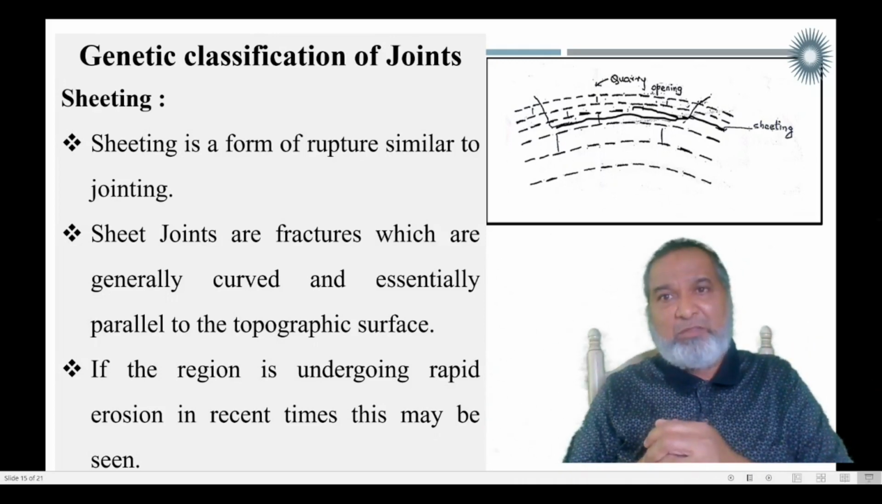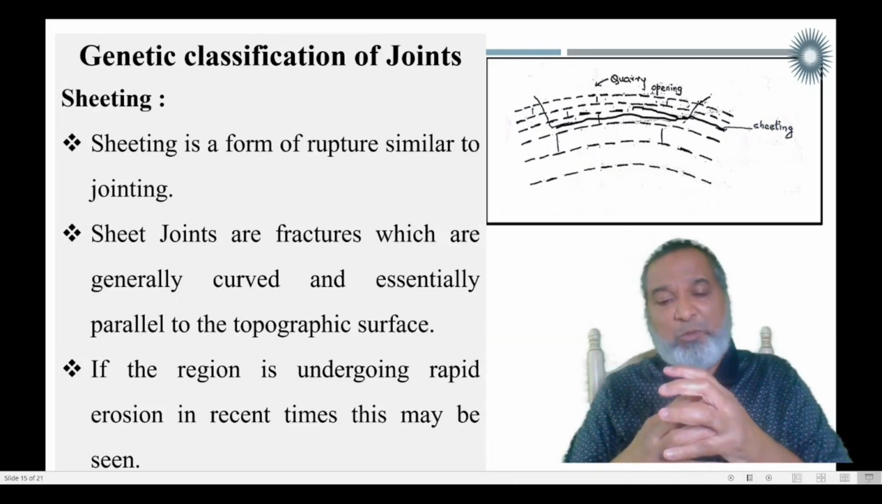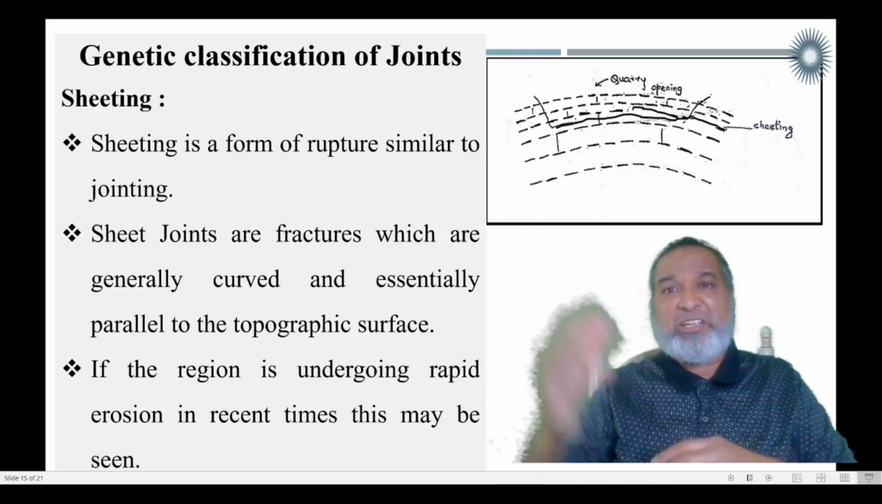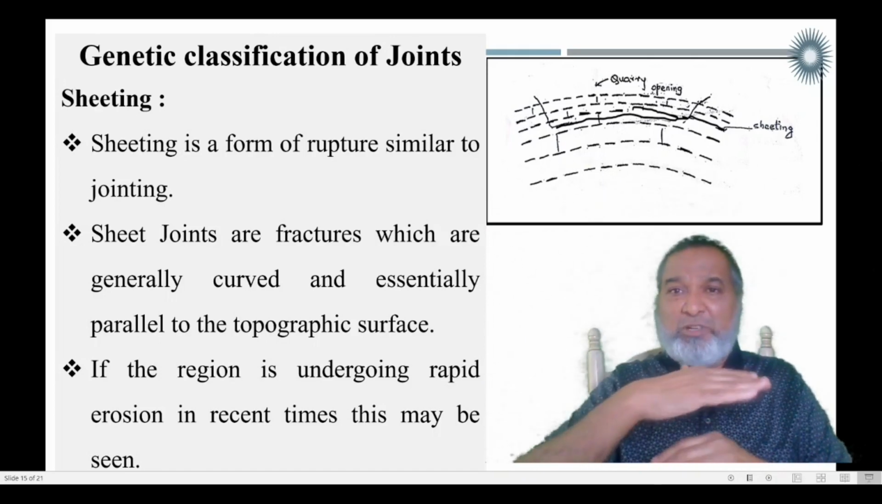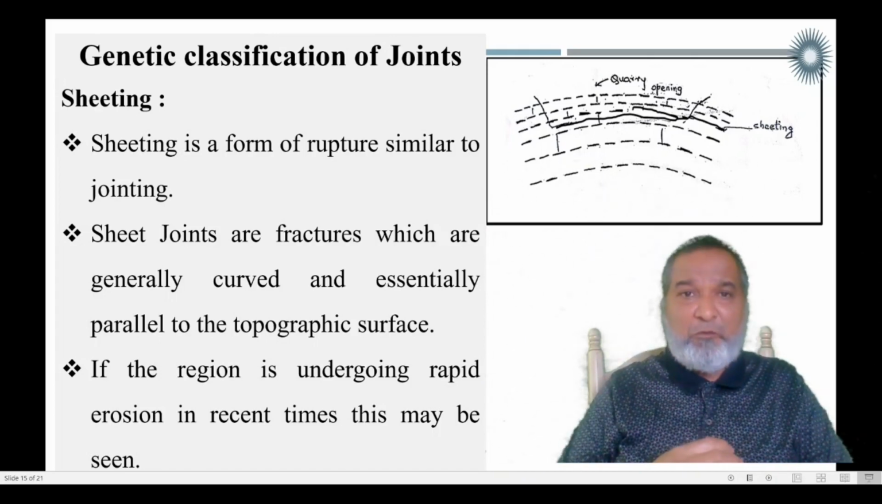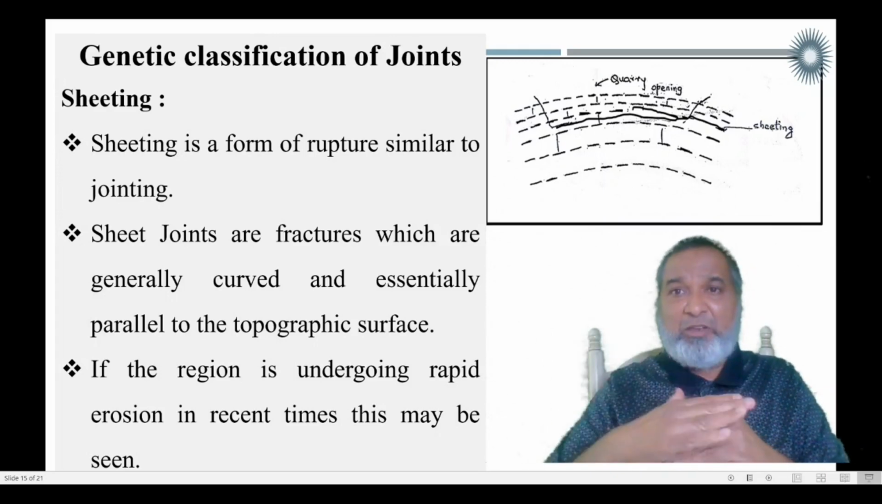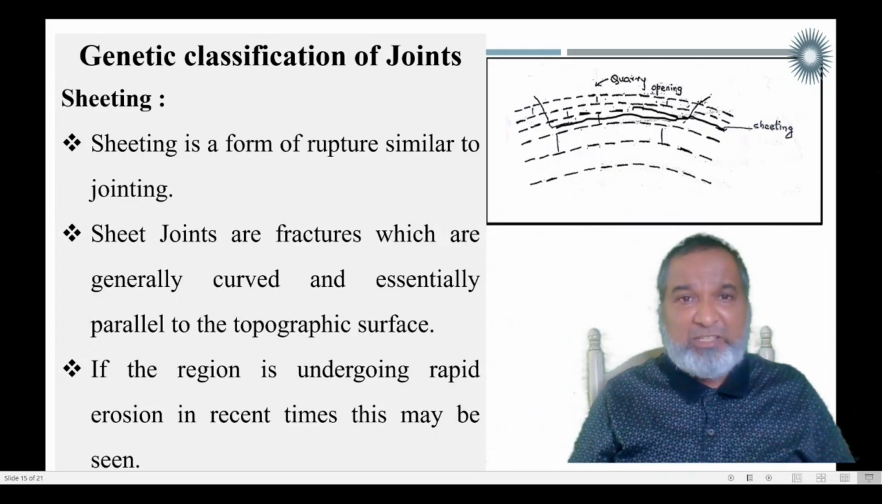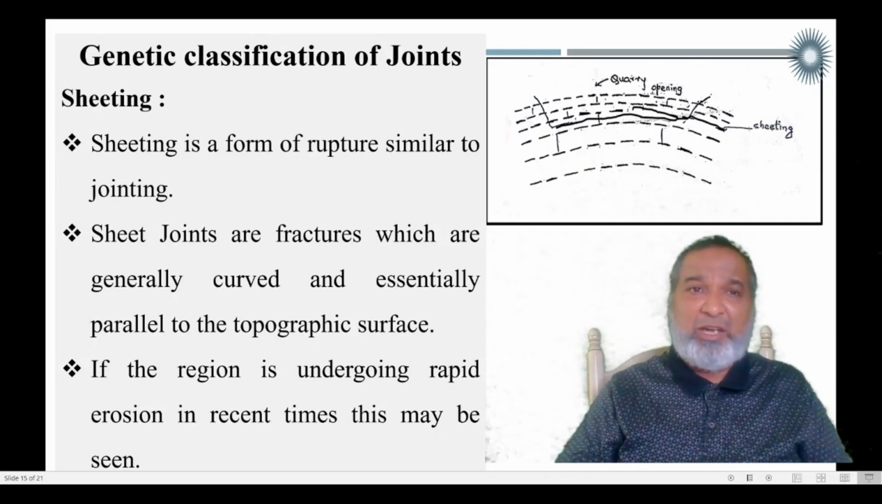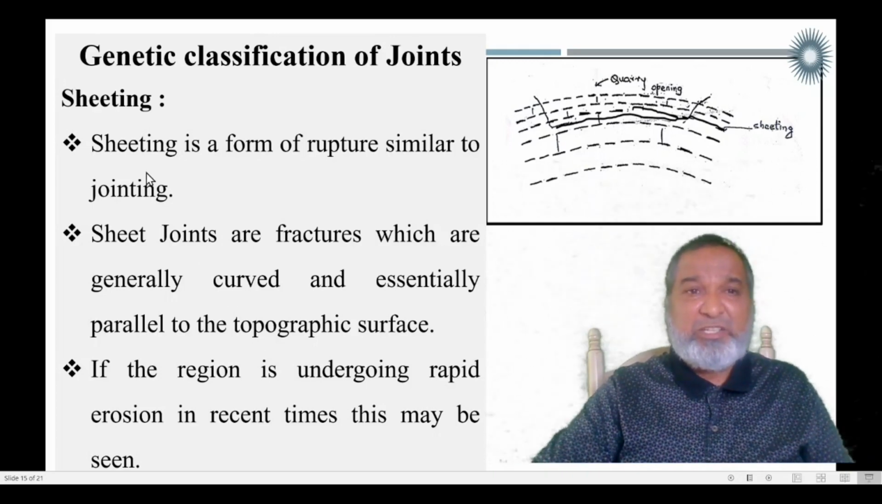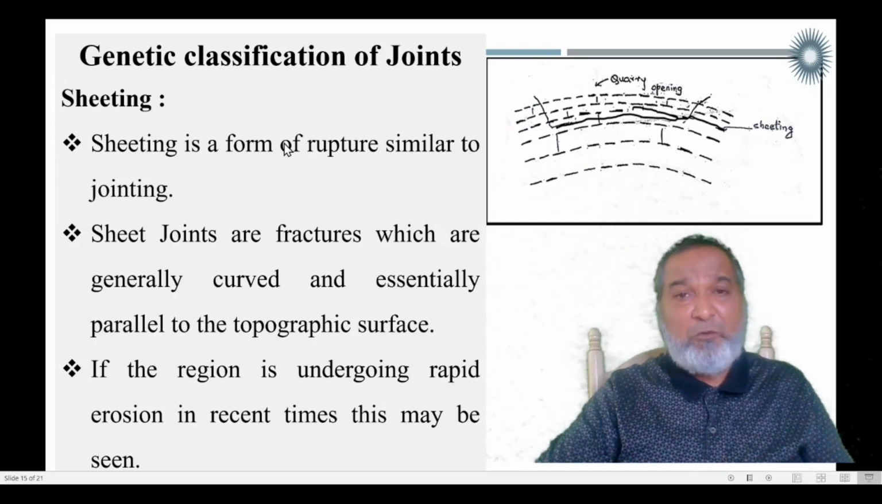Granite will be there, a huge batholith mass. Due to this stress release, perpendicular to the stress, sheets are formed, like the onion layers that you can take out one by one. This rupture will be similar to that, so this will be called sheeting joints. Sheeting is a form of rupture similar to the joints.